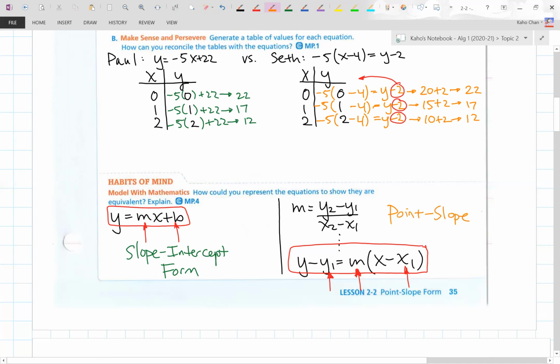You can pick any point you want. It doesn't have to be the y-intercept, like in the previous problem. This could be y1, x1, any point you want. Okay, that is the difference: slope-intercept versus point slope form. Okay, let's move on to the next page.